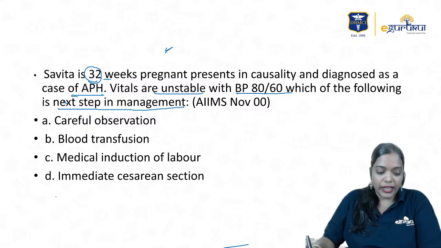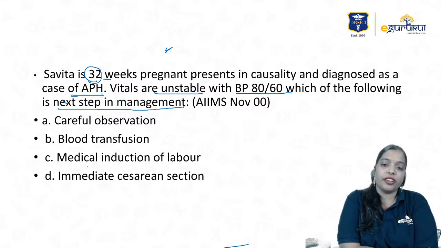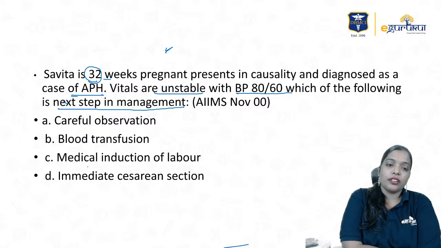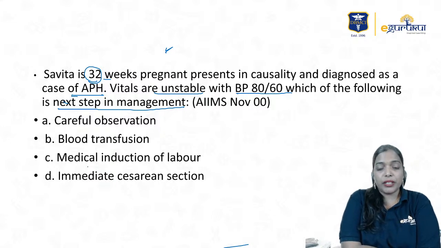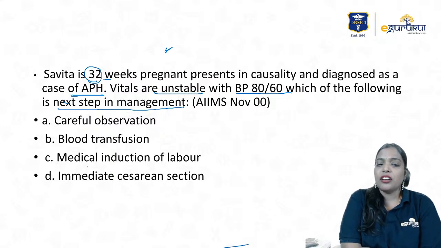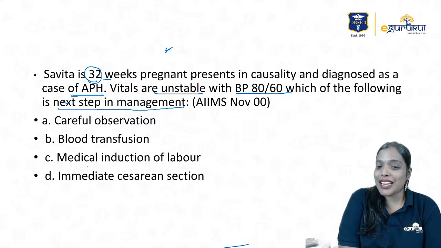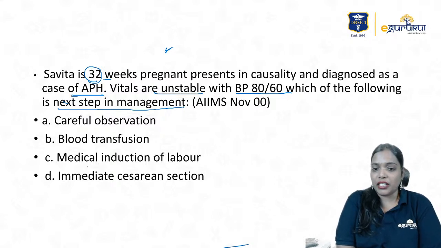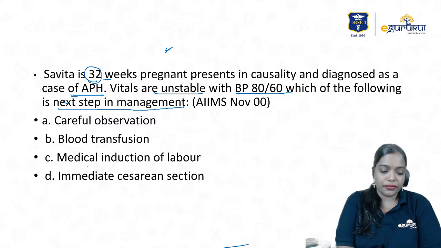Okay, so I see all of you answering D. First and foremost, what do you think might be the reason for antepartum hemorrhage here? 32 weeks APH with vitals unstable. Is it abruption or is it placenta previa? Can't tell based on the question, but as vitals are unstable, more likely to be abruption. Anyway, when the patient is unstable and blood pressure is 80/60, will you go for immediate cesarean or will you go for blood transfusion, guys?